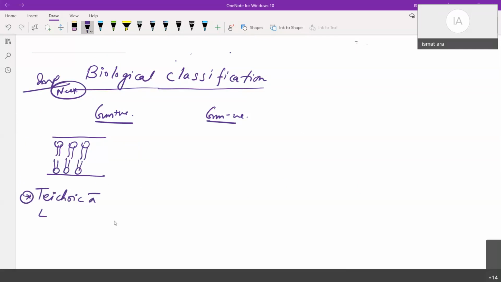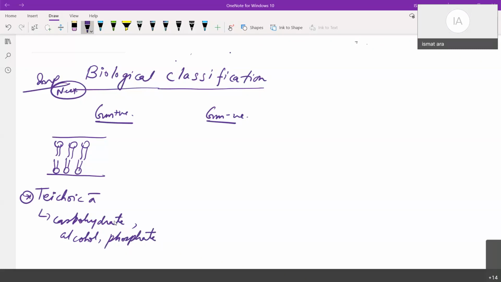This teichoic acid contains carbohydrate, alcohol, phosphate. Okay. And this teichoic acid is basically acting as a surface antigen.